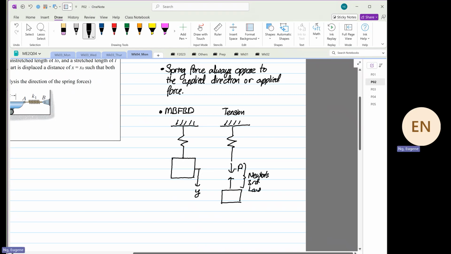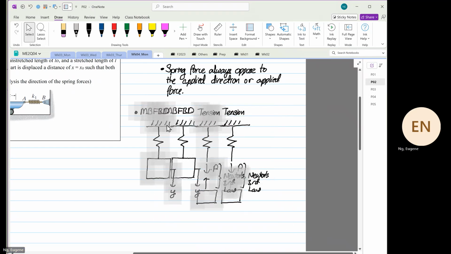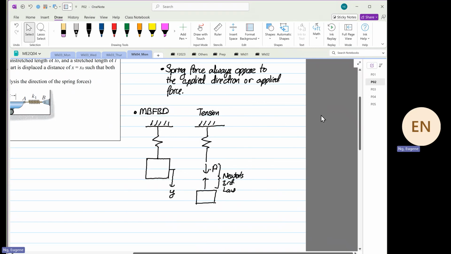And then you can add in another one: what if it goes into compression? If it's in compression, what will happen? So this is the spring in compression. Action equals reaction, same in magnitude, different in what direction? Are we clear? Okay. From here, can you think of any more?